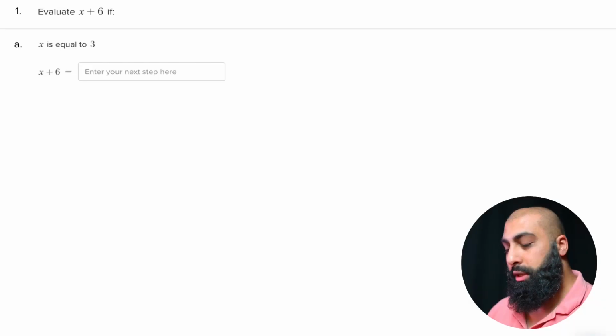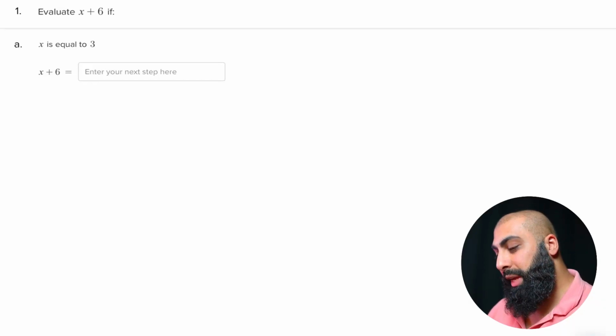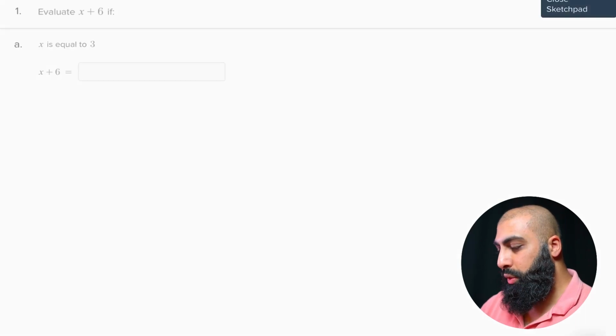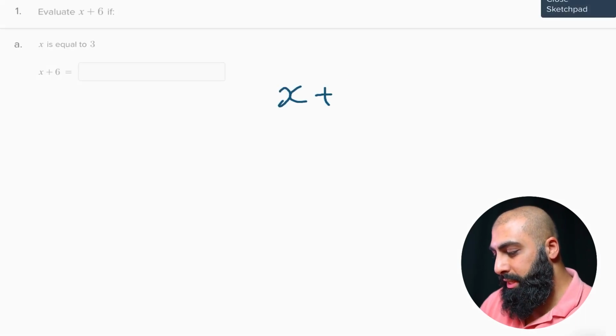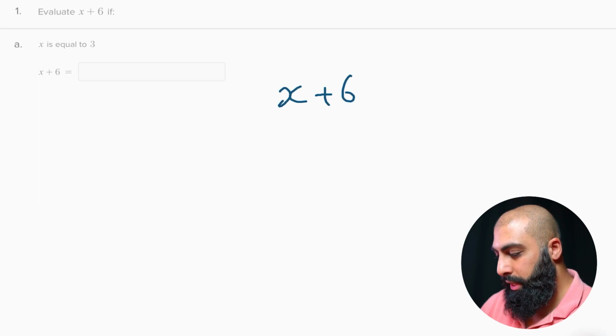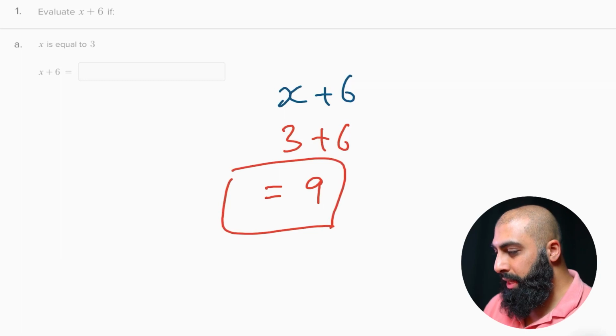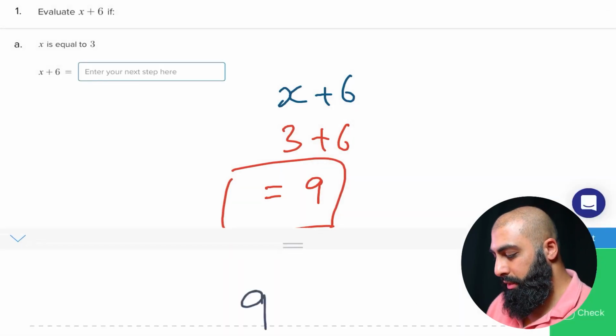In this video, we're going to be doing algebraic substitution using MathSpace. So while you're doing the task, you can follow along. Question 1 asks us to evaluate x plus 6 if x is equal to 3. Very simply, all we're going to do here is replace the x with the 3. So we're saying 3 plus 6 is equal to 9. Therefore, we're just going to have here the answer 9.